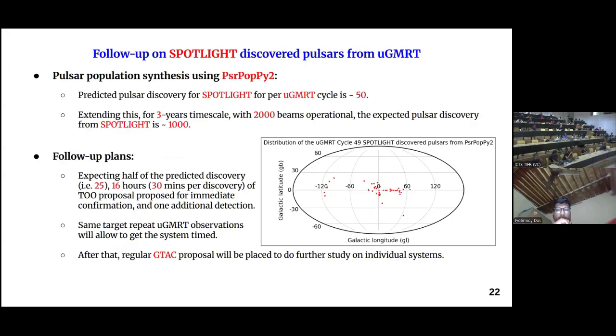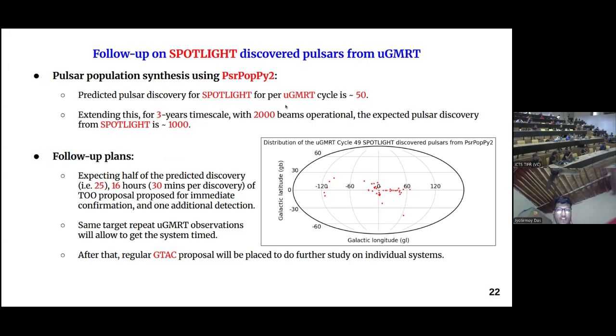If we talk about the expected number of discoveries, we did a PsrPopPy simulation to predict the number of discoveries. We basically used the earlier 3 years of uGMRT observations to see what part of the sky we are covering, and using the earlier surveys we predicted the number of pulsars we can detect for the sky coverage and survey sensitivity. So we got around a detection rate per cycle.